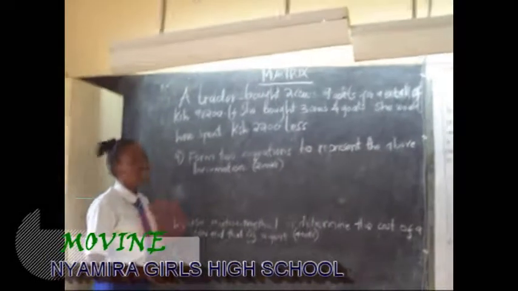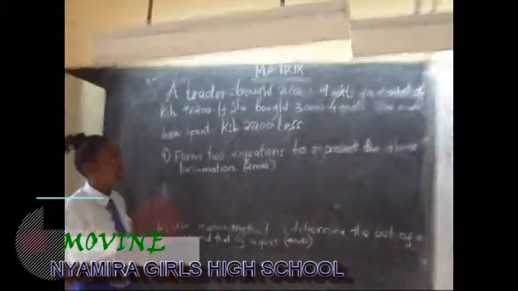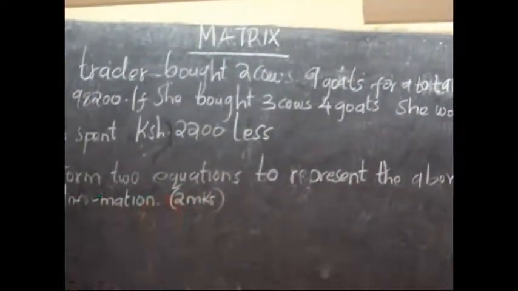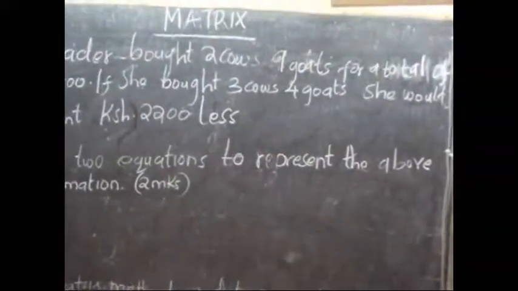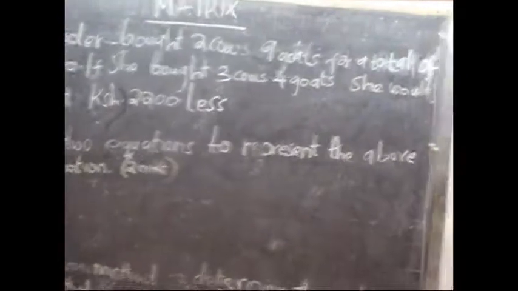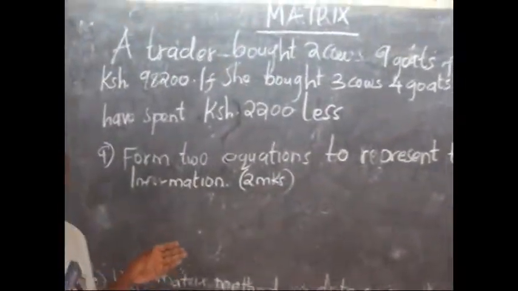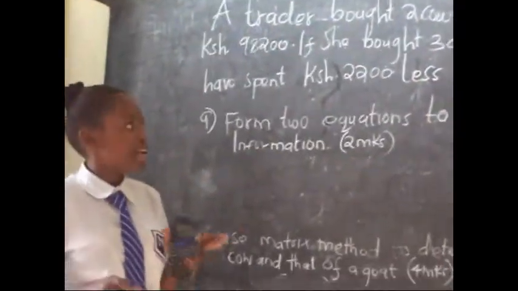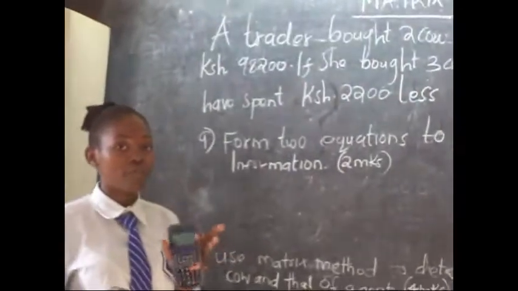In such a question, a trader bought 2 cows and 9 goats for a total of 98,200. She bought 3 cows and 4 goats. If she bought 3 cows and 4 goats, she would have spent 2,200 shillings less. So before that, we are going to calculate the money this trader would have used if she would have bought 3 cows and 4 goats.